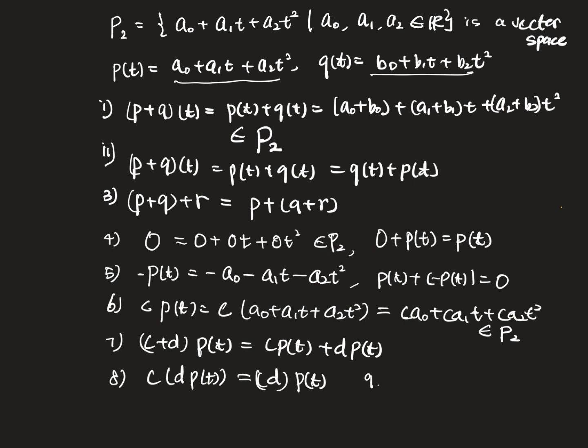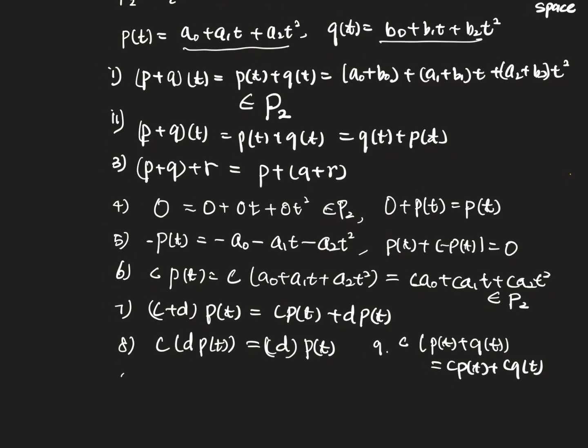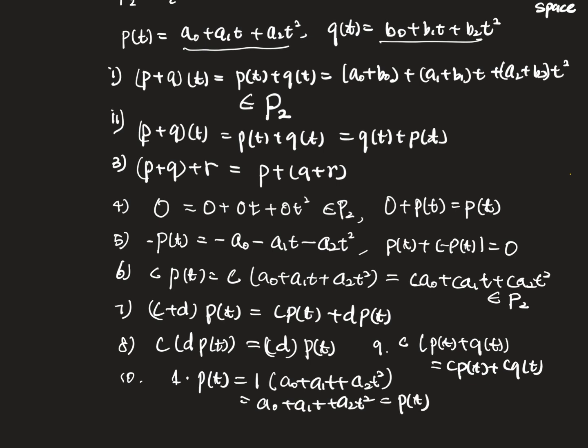Number 8 is going to be c(d p(t)) equals (cd) p(t). Number 9, what is it, guys? We missed something: c times (p(t) plus q(t)). That's going to be c p(t) plus c q(t). Okay, I'm going to skip here, guys. So 10 is 1 times p(t). 1 times a0 + a1t + a2t squared, you multiply each term by 1, same thing. So this one is p(t).